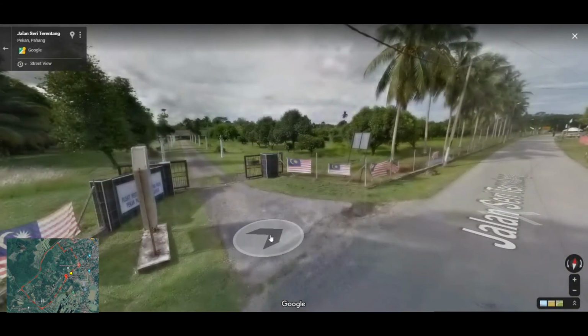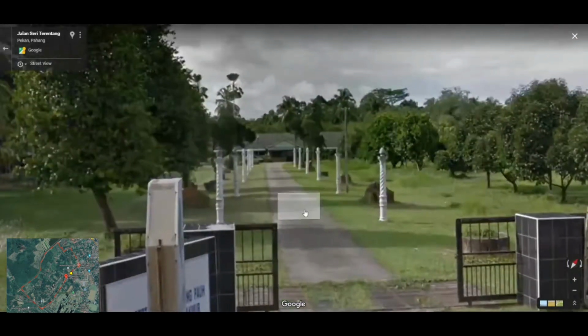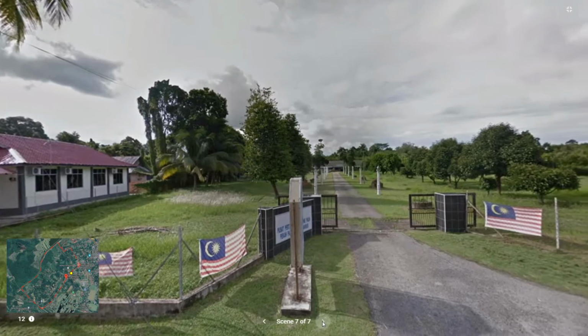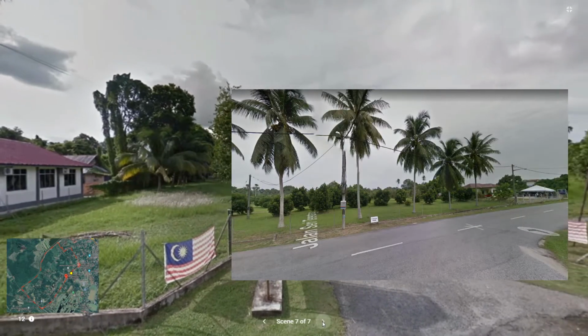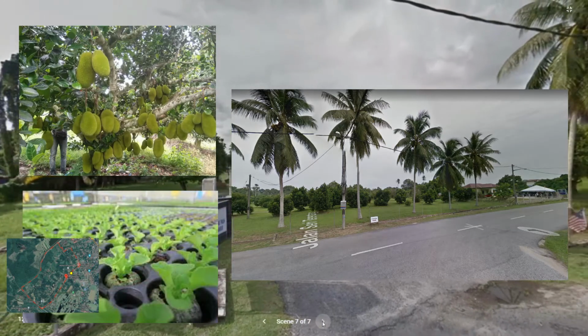Just next to it is the Jabatan Pertanian Pekan that was established in 1905. Its main role is to implement the agricultural policies that had been outlined by the government, such as enhancing human resource development and ensuring food and environmental safety.